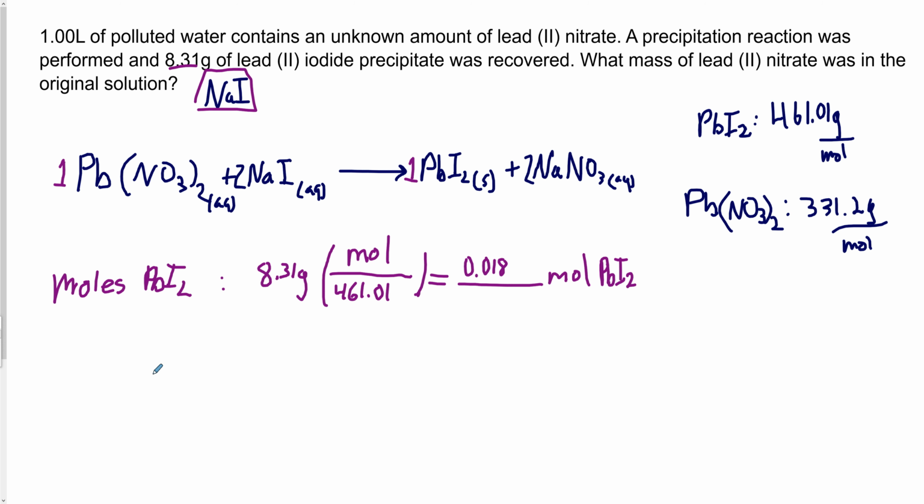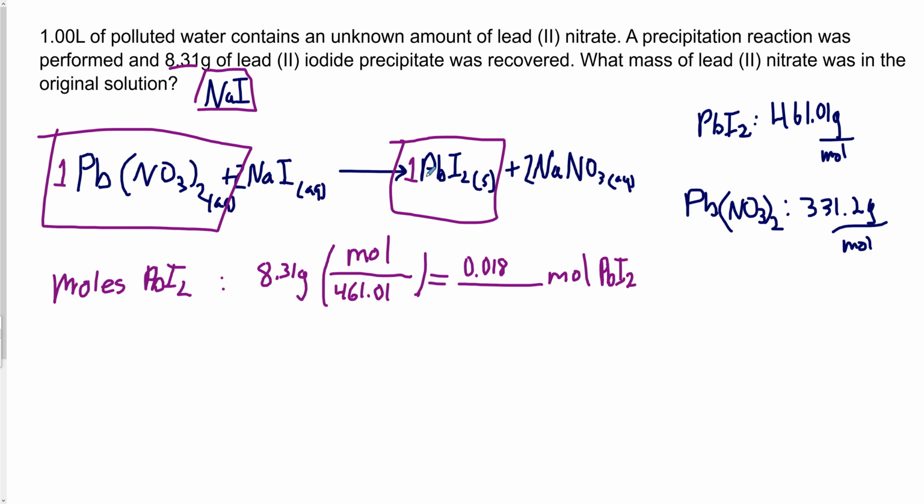Now I have to throw this number through the mole ratio. Remember, the mole ratio that we care about is between lead nitrate and lead iodide. We do not care in any way about the sodium iodide and the sodium nitrate because those are spectator ions. The NaI was just there to hold on to the I minus, and NaNO3 is not what we care about. We care about the lead. So the lead compounds are what we're dealing with. So let's take a look at that.